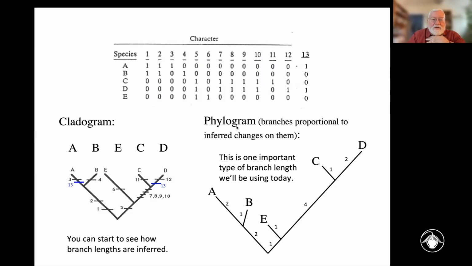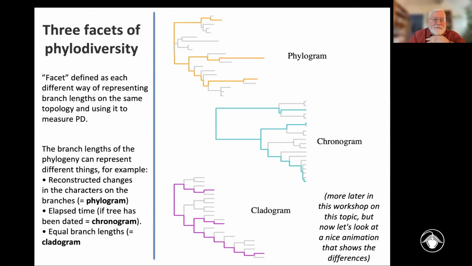That's what's called a phylogram, where the branch lengths are given as proportional to how many inferred changes they had. That's just one of a couple. There are 3 facets of phylodiversity, which we will talk about today. And there's really more than this, but let's say there are 3 important ones, which is the phylogram, which we just looked at, which is a way of representing branch lengths in terms of number of changes.